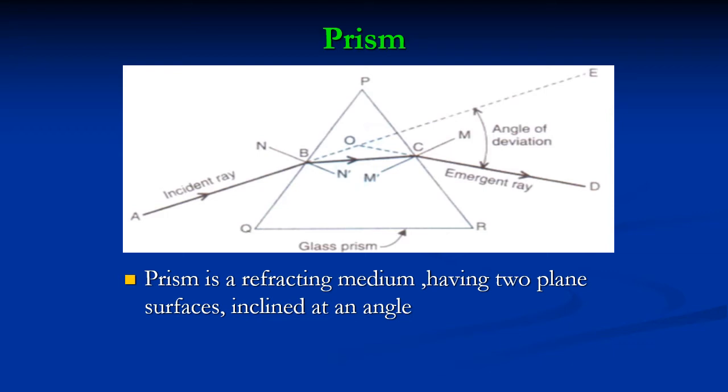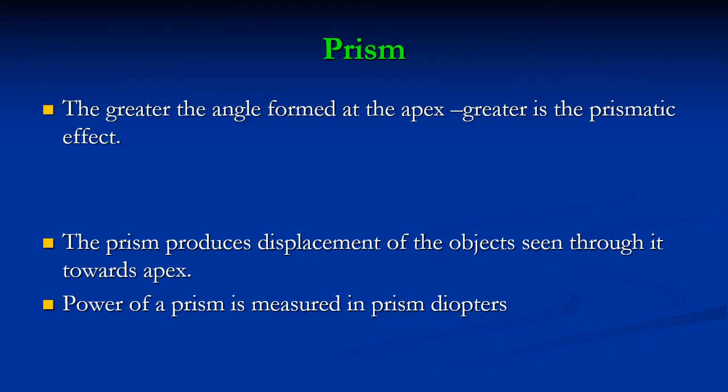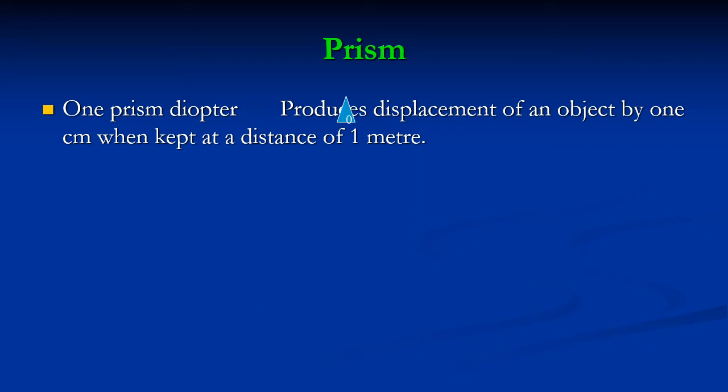But as there is an inclination of the glass plates, the incident ray will be seen as coming from a different path as an emergent ray. So there will be an angle of deviation. The greater the angle formed at the apex, the greater is the prismatic effect. The prism produces displacement of the object seen through it towards the apex. The power of a prism is measured in prism dioptres. One prism dioptre produces displacement of an object by 1 centimeter when kept at a distance of 1 meter.